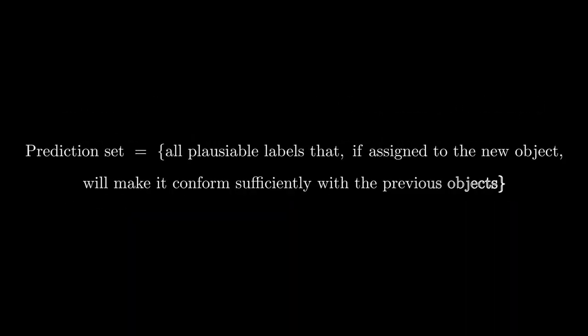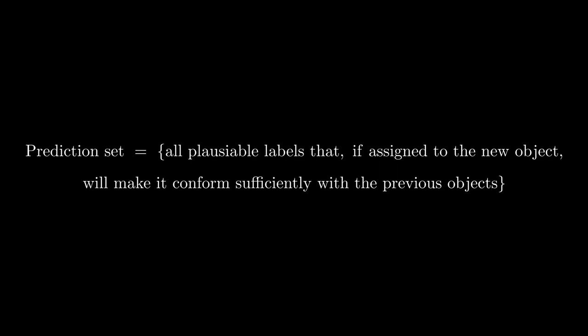Now, let's make the first step towards the formal definition of conformal predictors by rephrasing the previous statement using the language of sets. So, our predicted set will be a set of all plausible labels that, if assigned to the new object, will make it conform sufficiently with the previous examples.